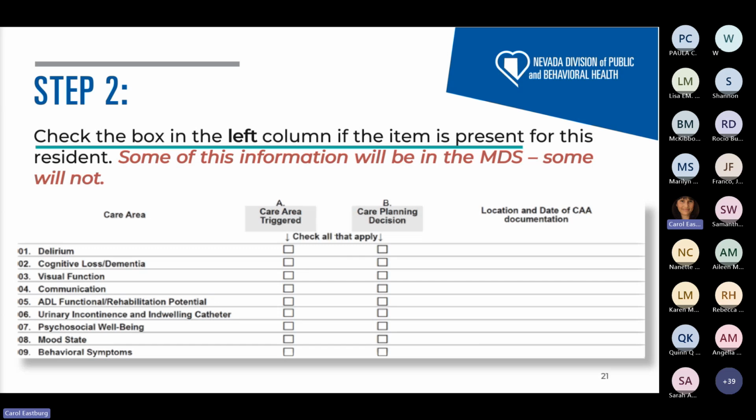During the review process, you may discover other care areas are triggered, in which case you would return to this section and place a check mark in column A for each additional area triggered. The next step is to determine which items in column A require care planning decisions. But first, where to find the information if it's not in the MDS?